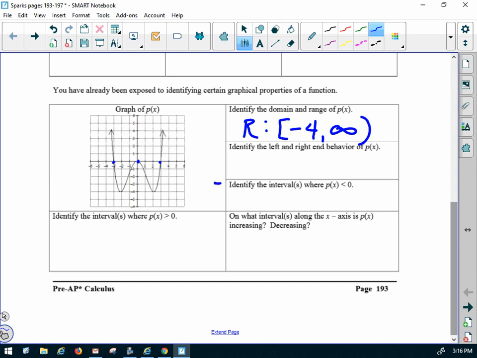Identify the intervals where p of x is negative. Graphically, what does it mean for p of x to be negative? Below the x-axis, because that's where the y values are negative. Well done. Where does that happen? 3 to 0. Why did we not include 0? Because the y value is equal to 0 there. You should be able to do that part.